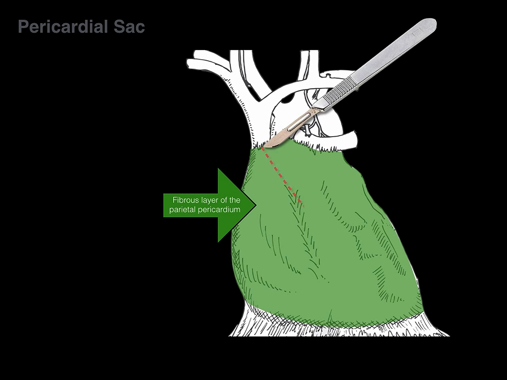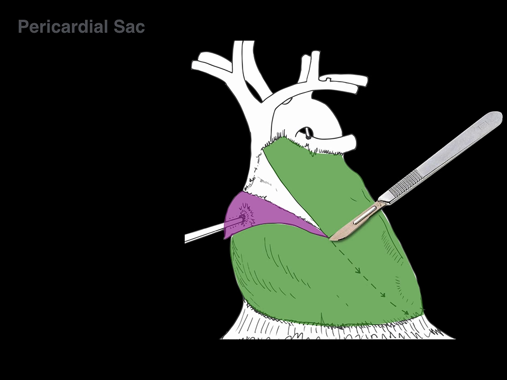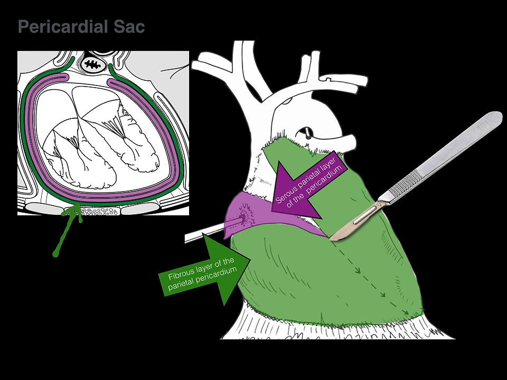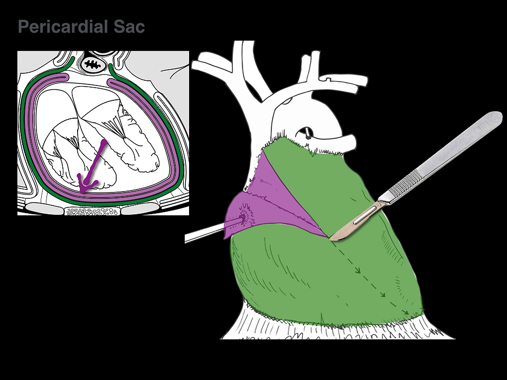Now let's take a scalpel and cut the sac open like this. Now we'll see that the internal surface of the parietal pericardium is the serous layer. That's where it says serous parietal layer of the pericardium. This is what makes serous fluid, whereas the external fibrous layer of the parietal pericardium is dense, irregular, collagenous connective tissue. And then if we now take a look at a cross section, there's the fibrous layer, there's the serous layer. And then the part that's adhered to the heart, that's the visceral pericardium.